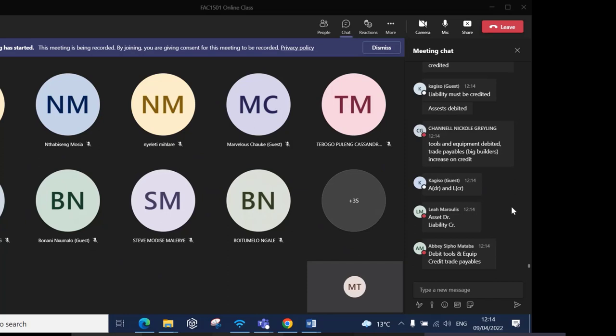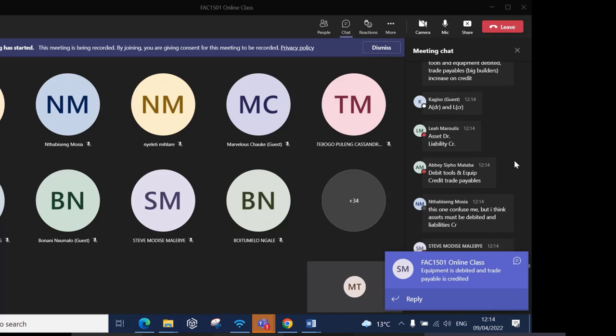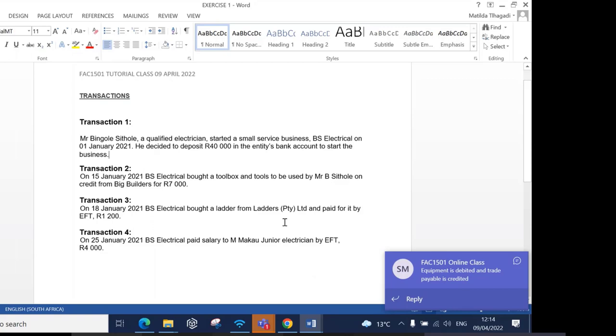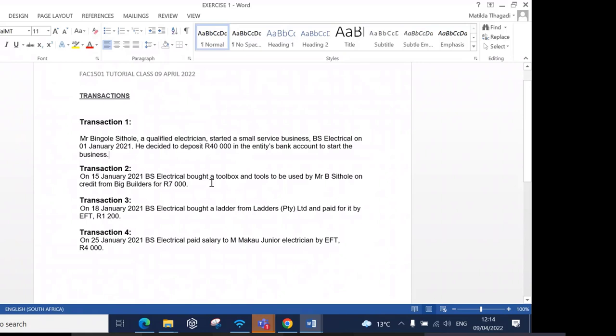Guys, do you agree that the two accounts involved in this transaction are tools and equipment and trade payables? Tools and equipment is an asset, so it will be debited in the general ledger and also debited in the trial balance. The other one is the creditor, a trade payable. Big Builders is a creditor. It will be credited in the general ledger and also credited in the trial balance.